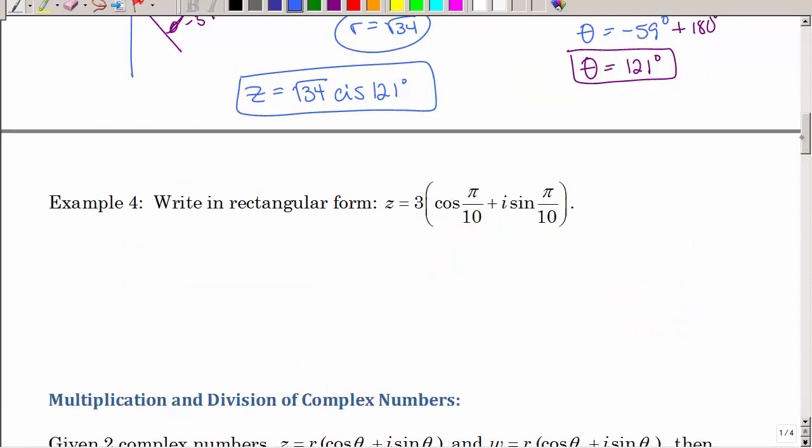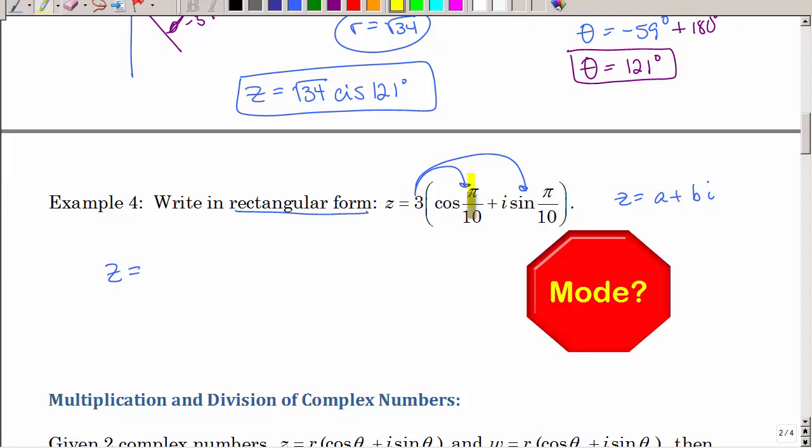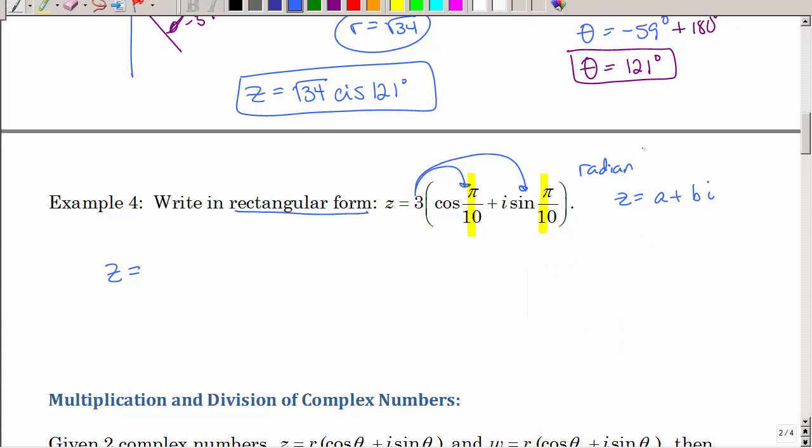The next example gives us a polar number and asks us to write it in rectangular form. That's actually pretty easy. Remember, we need it in rectangular form, a plus bi. So all we're going to do is use the distributive property. So get your calculator out, but what mode does your calculator need to be in? It needs to be in radian mode. So we're going to multiply 3 times the cosine of pi over 10, get that answer, and then we're going to multiply 3 times the sine of pi over 10.